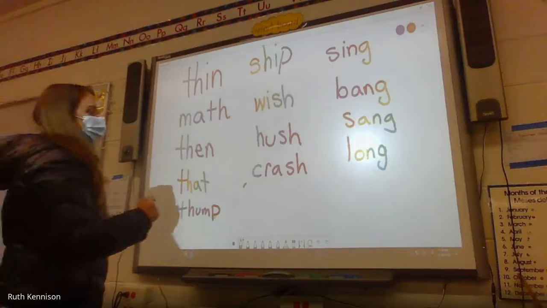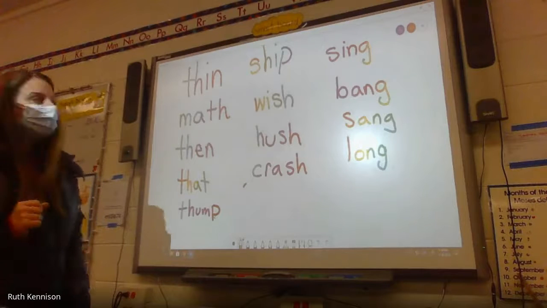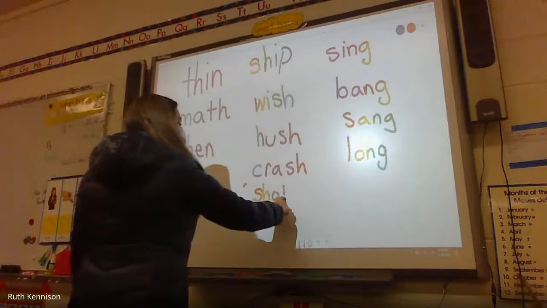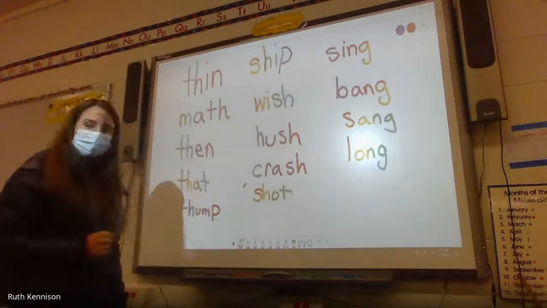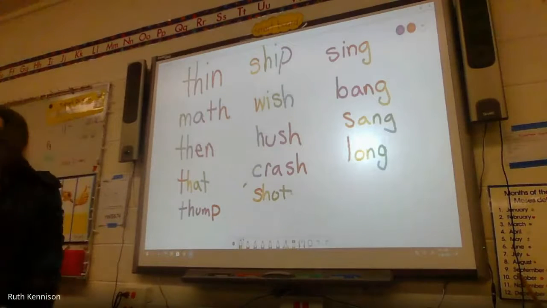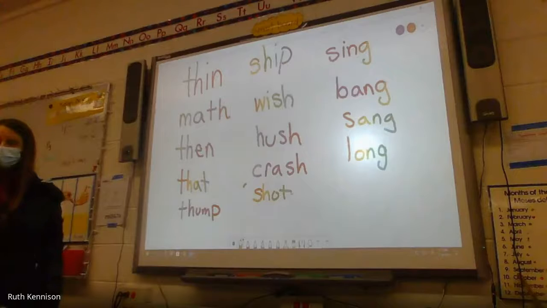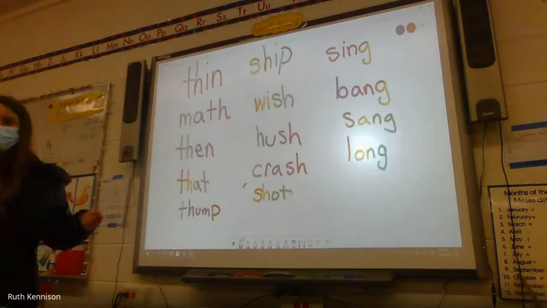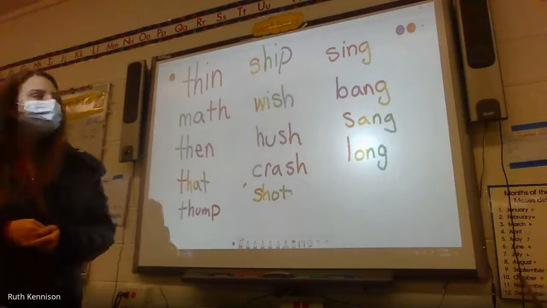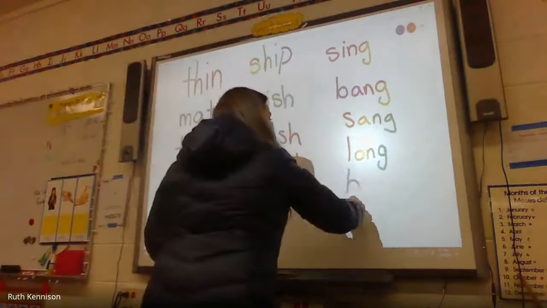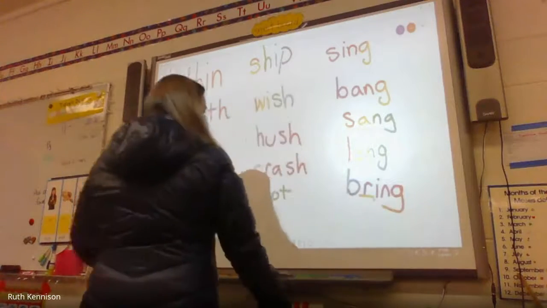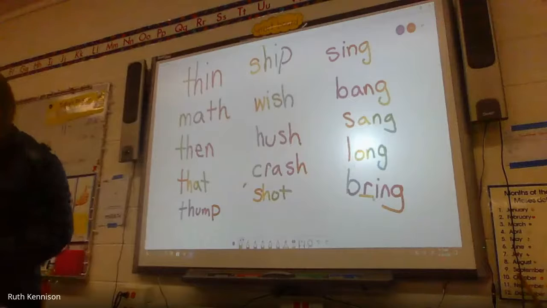Thump. Okay. Ship already. Let's see. Shot. Those are two letters that make one sound. Digraphs are two letters that make one sound. Digraphs. Two letters. Digraphs make one sound. Okay. Bring. ING says ing together. Oops. Underline the ing. I got too excited. Underline that.